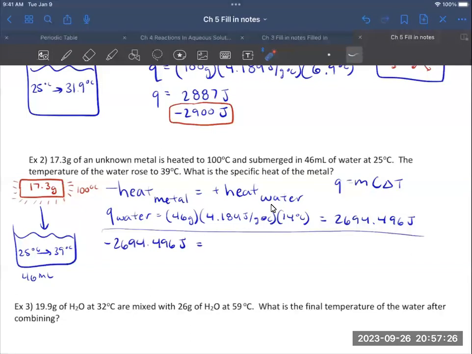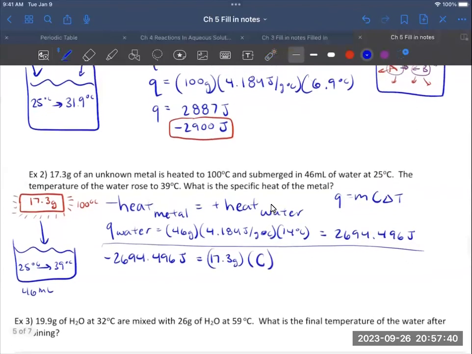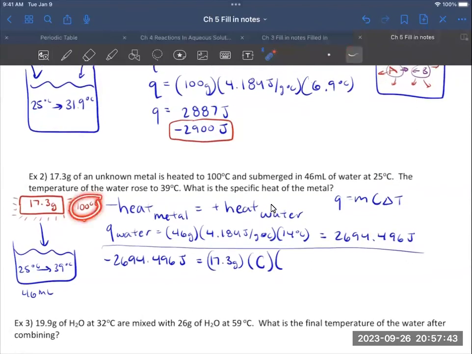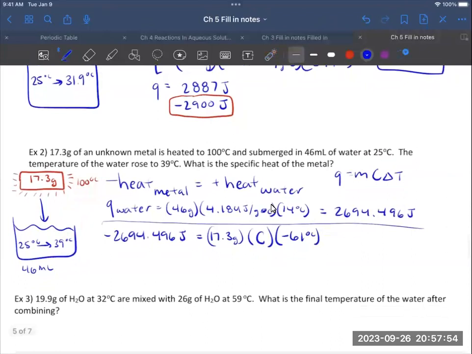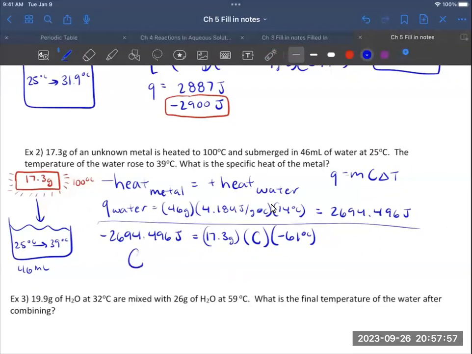Okay. The metal, so we're doing Q equals mcΔT. The Q is here. The mass of the piece of metal was 17.3. We are solving for the specific heat, so I'm going to leave C alone because that's what we're solving for. And then the change of temperature of the metal, again, was 100 down to 39. So that's a drop of negative 61 degrees Celsius. Okay, so once we crunch that out, we're going to be able to figure out the specific heat of the metal. So the specific heat, which is the symbol C, of the metal is 2.6 joules per gram degree Celsius.